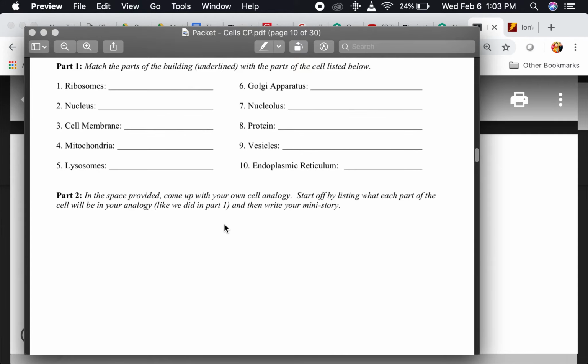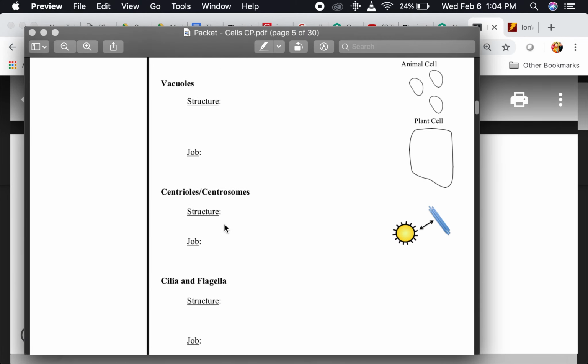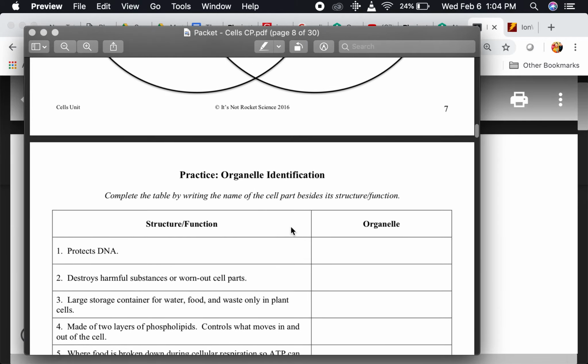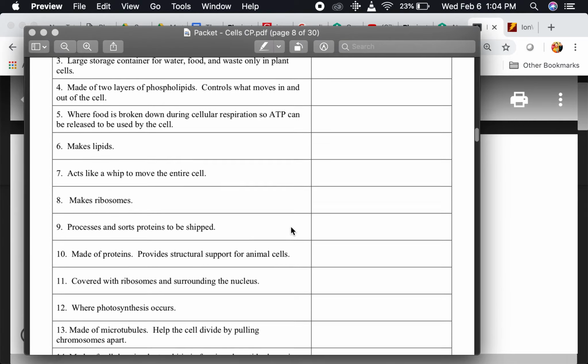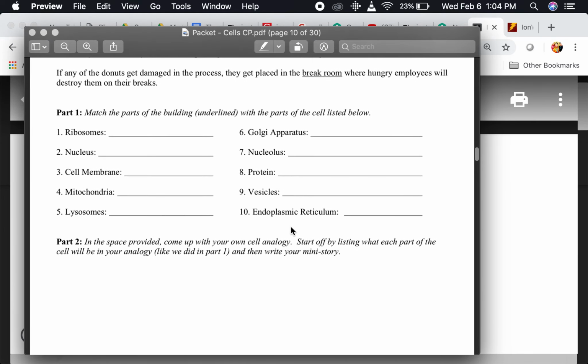And then once you're done with these 4 pages, making sure all your notes are filled out, these 2 Venn diagrams are completed, this organelle identification is done, your cell is labeled and colored, and your cell analogy is done, if you still have extra time, then you may work on your science fair project. This is your assignment, and I will be checking it on Monday. So make sure that you are on task and you are doing what you need to do.